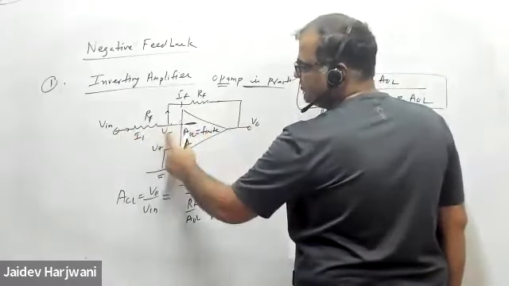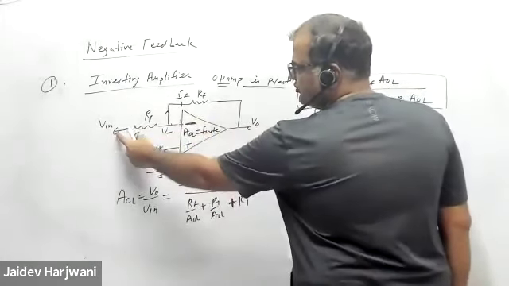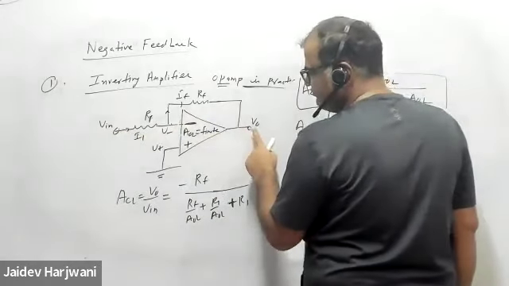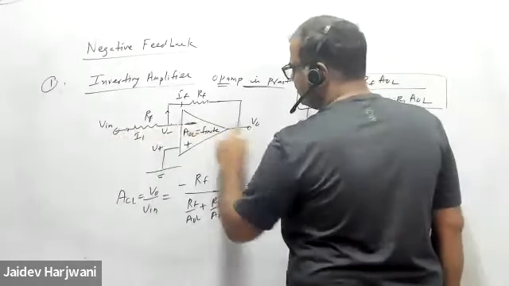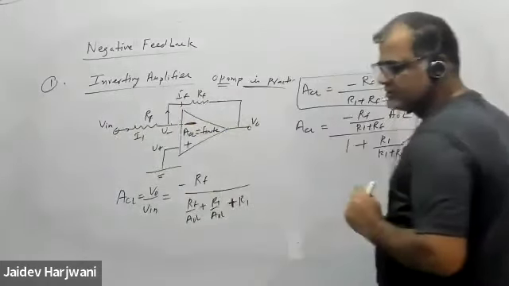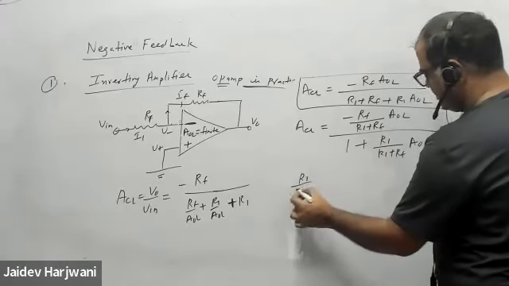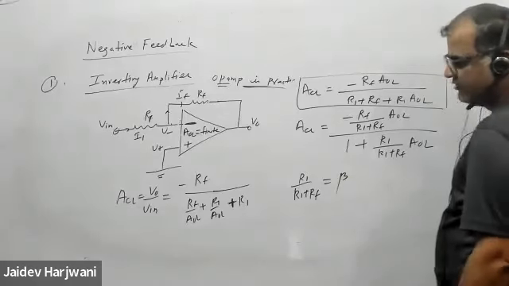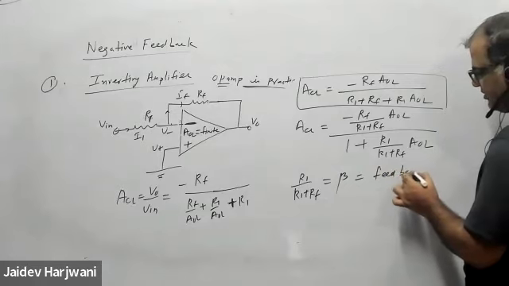Superposition principle. What is the voltage V minus here because of this one and this one? If I want to find the contribution because of V minus because of this one, I'll make it zero. Superposition principle. If I want to find the value of V naught in here, I'll make this zero and find the contribution. So that will be feedback. So what I say, R1 upon R1 plus RF, this ratio is called beta, the feedback factor.